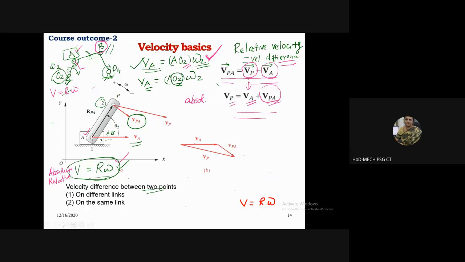I assume that it's clear. So as I told you, V equal to R omega, this expression can be made use of as absolute velocity if the reference point is a fixed reference point, like relating A to O2. When you relate A and O2, making use of V equal to R omega, O2 is a fixed point, in which case I get the absolute velocity of A. When you relate B to A, making use of the same expression R omega, it is a relative velocity because A itself is moving. A is not fixed.